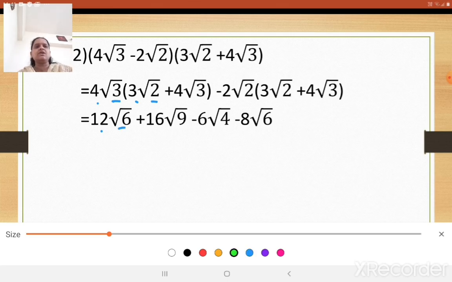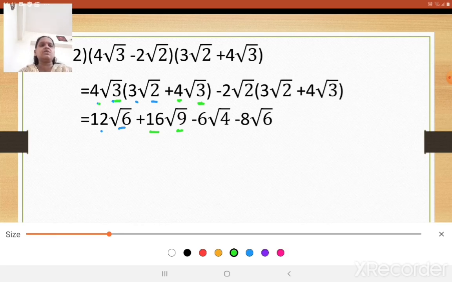What is the next one? Yes, 4 multiplied by 4 is 16, and root 3 multiplied by root 3 is what? Root 9. But root 9 is what? It is a perfect square number. Square root of 9 is 3.